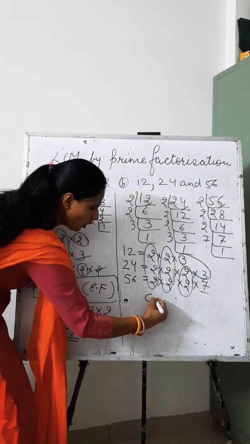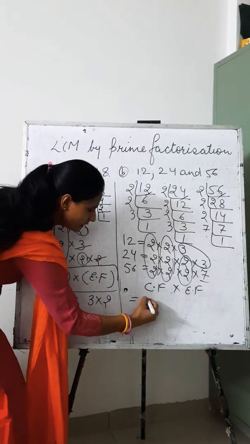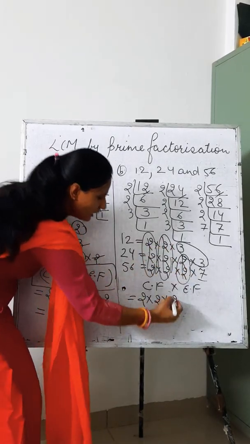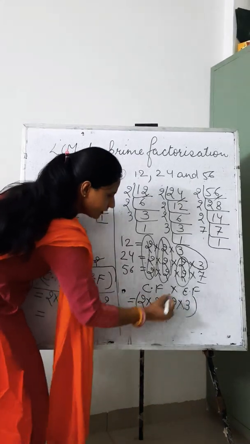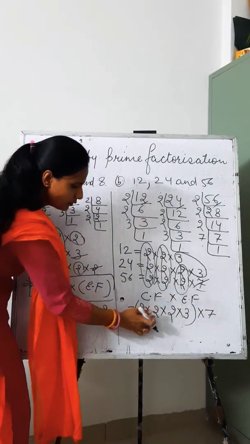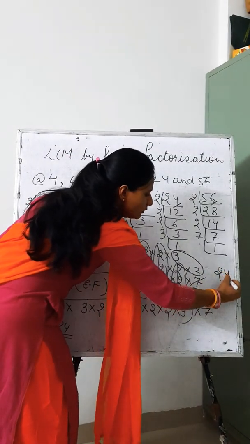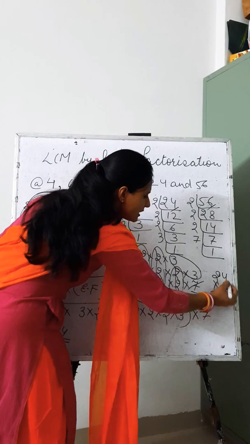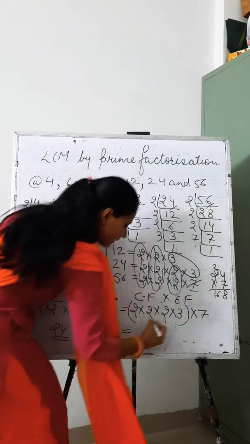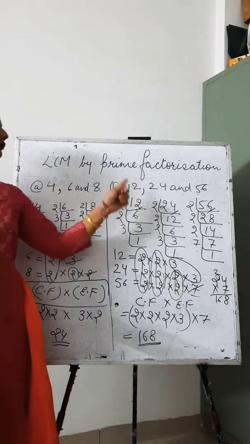So common factor multiplied by extra factor. What are the common factors? 2 multiplied by 2 multiplied by 2. I have written these all and this 3 also. These are the common factors, and 7 as an extra factor. So multiply these all. 2 2s are 4, 2 4s are 8, 3 8s are 24, 24 7s are. What do I have to do? I don't know what 24 7s are. 7 4s are 28, 7 2s are 14, 15, 16. So 168 will be your answer. That is LCM of 12, 24 and 56.